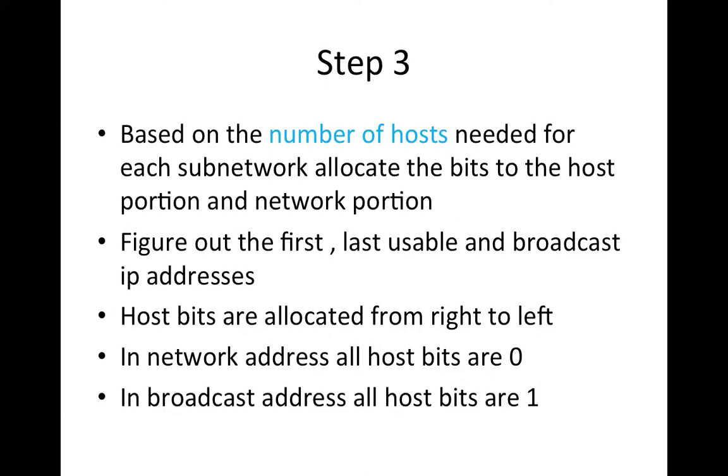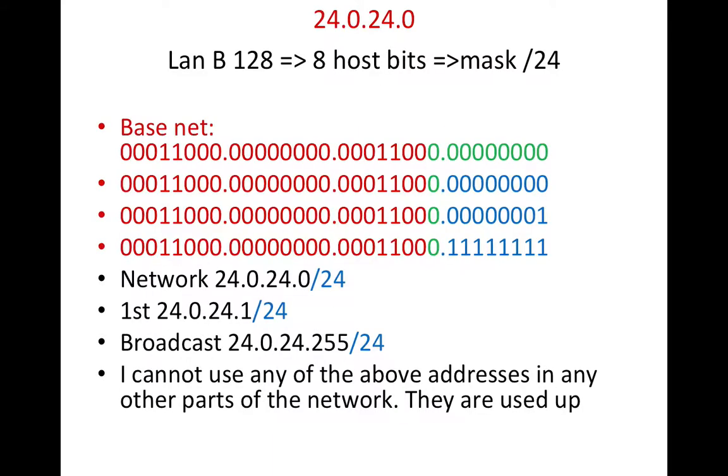So now all I need to do is to set aside a block of IP addresses for each subnet based on the number of host bits that it needs. Alright, now starting from the base network address of 24.0.24.0, I'm ready to allocate a block of IP addresses to LAN B.